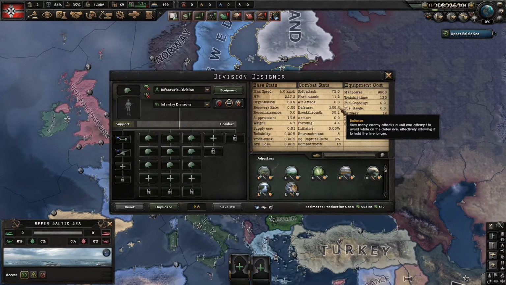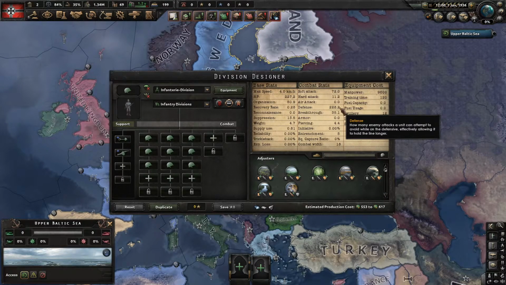Let's talk about defense next. This stat represents the number of defenses the division can do when defending a province. So, in other words, how many attacks it can avoid. So if we are attacked by a unit with, for instance, 230 soft attack, we can avoid 228 of those attacks, and 1.8 attack will get through. That's basically what it says.